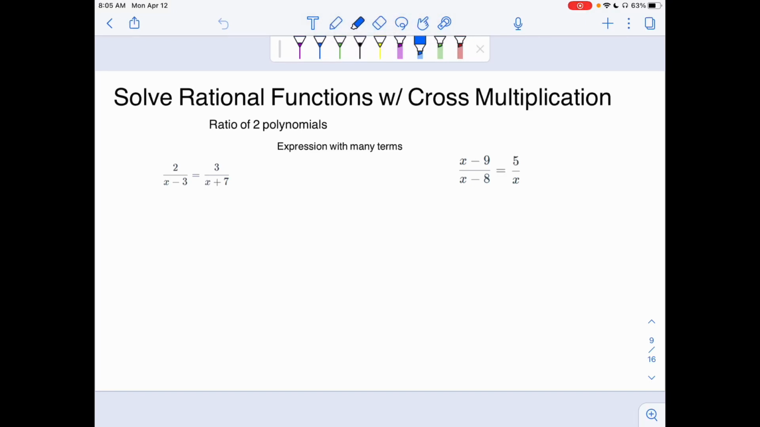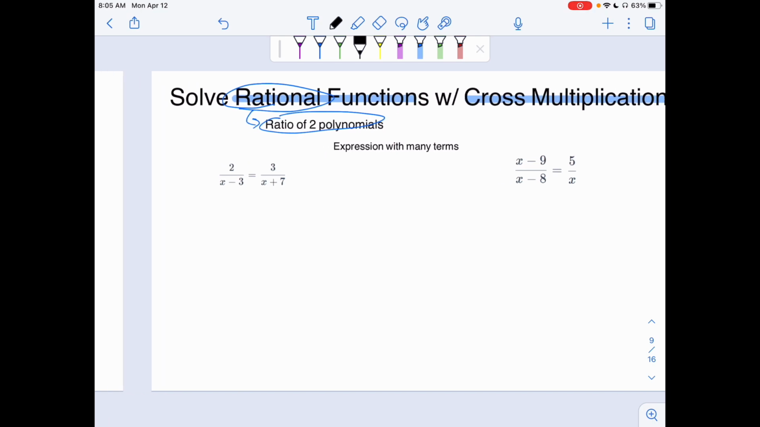Today we're going to learn how to solve rational functions with cross multiplication. A rational function is simply the ratio of two polynomials. So you can see that over here. We've got one polynomial, a linear expression, and another polynomial, a linear expression. So when we're dealing with a rational function, it's simply the ratio of two polynomials, which is typically expressed as a fraction.